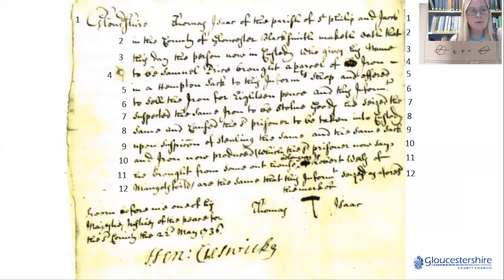Line 9, you've got "upon suspicion of stealing the same", and "suspicion" is here showing an example of the abbreviation mark that shows that there should be something else there. In this case, it's an I. Again, I just would have written that I, but that's fine. You know, this is 1736, so they could do what they wanted. But you've got, again, the long S, the P, I, C, I, O, N, so slightly different to how we'd expect to see it.